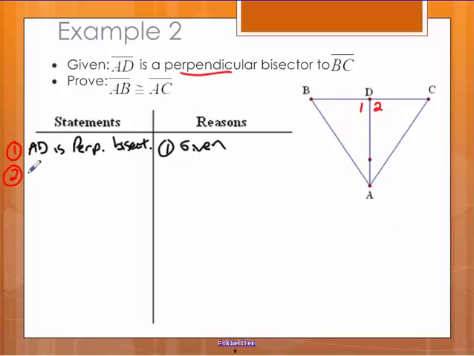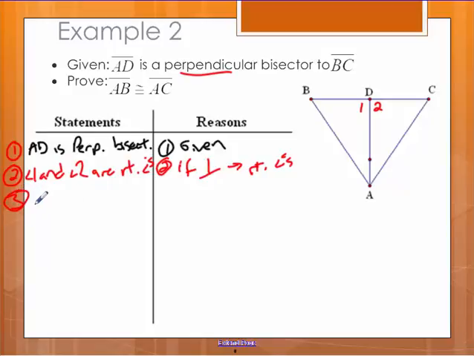So because it's a perpendicular bisector, I know angle 1 and angle 2 are right angles. And my reason, if perpendicular, then right angles. And since they're right angles, angle 1 is congruent to angle 2 because all right angles are congruent. So let's go ahead and mark those both as right angles.